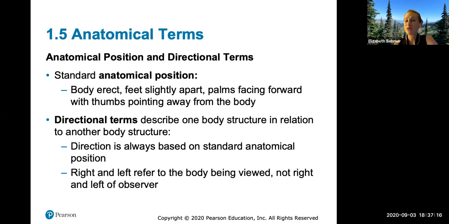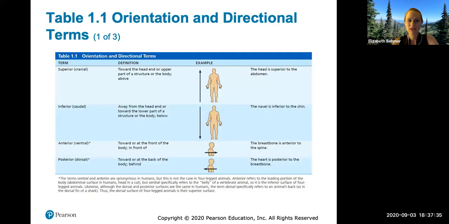The direction is always based on anatomical position, and right and left refer to the body being viewed, not right or left of the observer. So that just means the right and left on the body is the right and left of the patient. It's not how you're looking at the body, but it's of the patient.